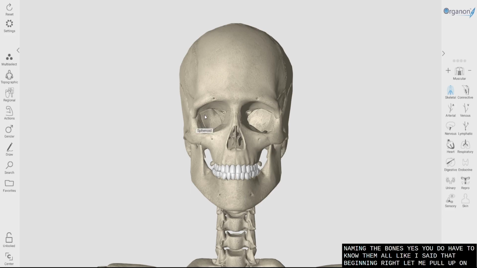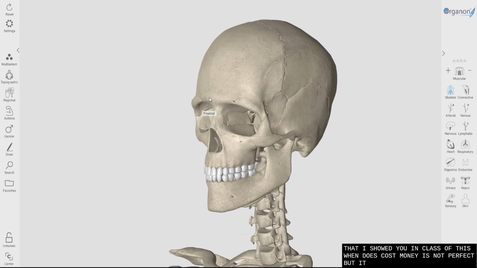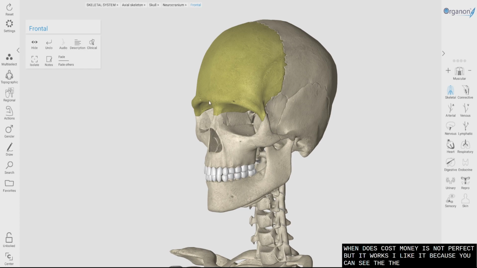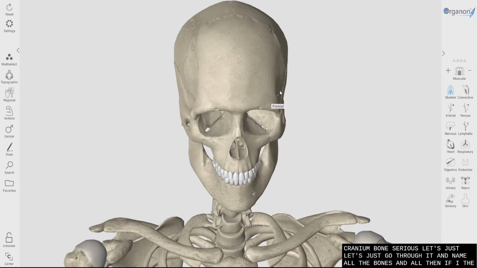All right, let me pull up Organ Anatomy here. This is a nice little program and a little better than that Zygote Body one that I showed you in class. So this one does cost money. It's not perfect, but it works. I like it because you can see the skull bones or the cranial bones here. So let's just go through it and name all the bones, and I'll identify the important parts.